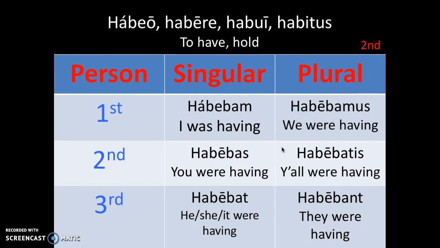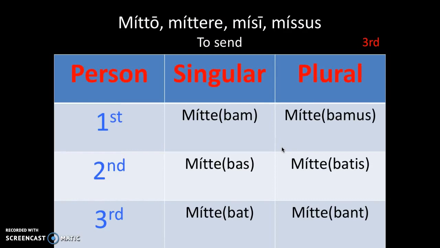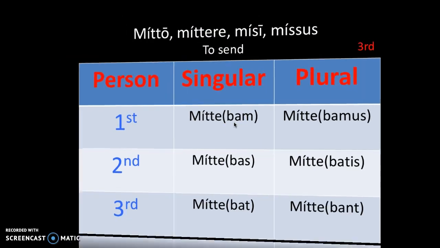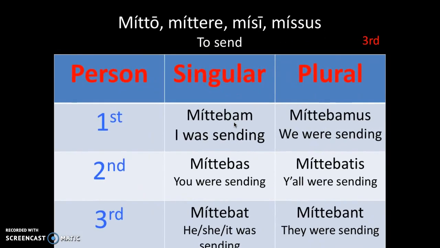Habebant, they were having. Now let's take a third conjugation verb, in this case, mitto, mittere, misi, missus, which means to send. And you will look at the second principal part, take out the re and drop it all down, and just add the imperfect conjugation endings. And when you're done, it should look like mittebam, I was sending. Mittebas, you were sending. Mittebat, he slash she slash it was sending. Mittebamus, we were sending. Mittebatis, y'all were sending. And mittebant, they were sending.